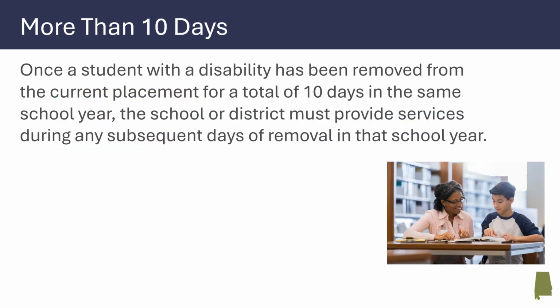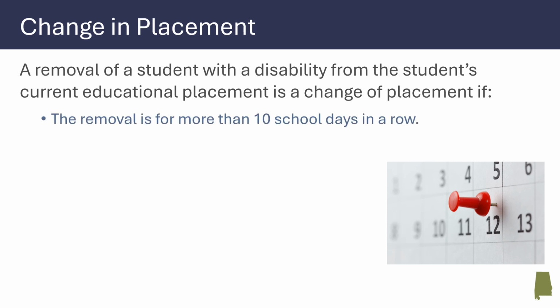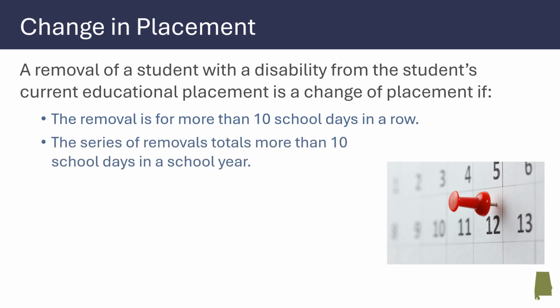Once a student with a disability has been removed from the current placement for a total of 10 days in the same school year, the school or district must provide services during any subsequent days of removal in that school year. A removal of a student with a disability from the student's current educational placement is a change of placement if the removal is for more than 10 school days in a row, or the series of removals totals more than 10 school days in a school year.